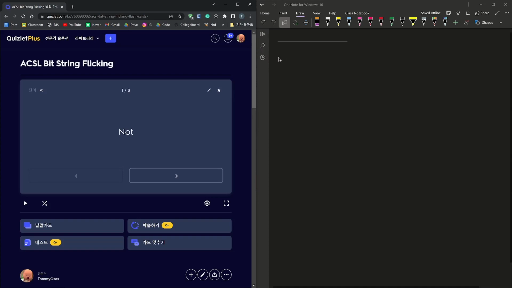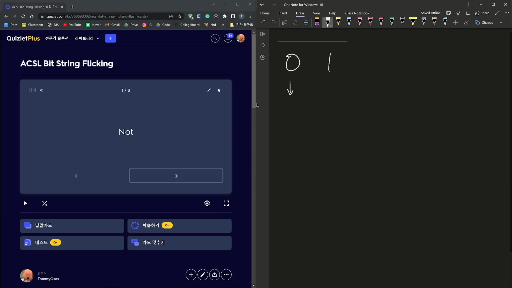Let's start with some implications first. Bit string flicking in the ACSL only has binary numbers. That means the only digits that will ever appear are 0 and 1. So you don't have to worry about 2, 3, 4, 5, all that stuff. It's never going to come out.